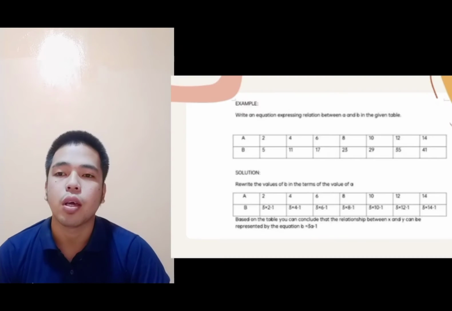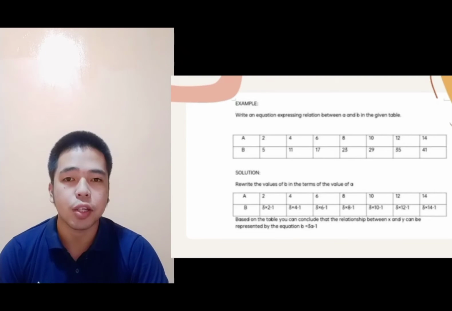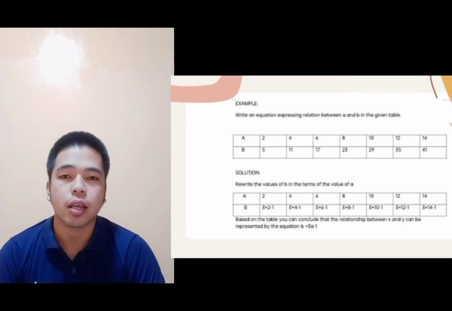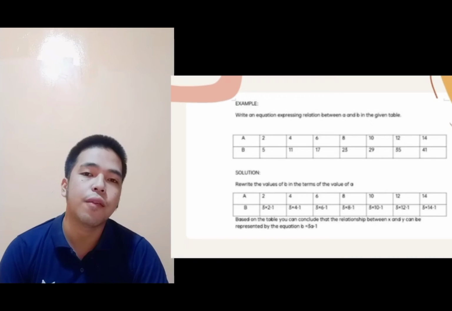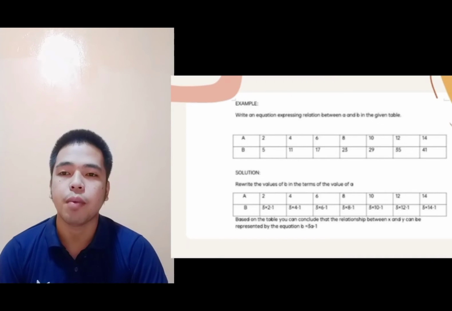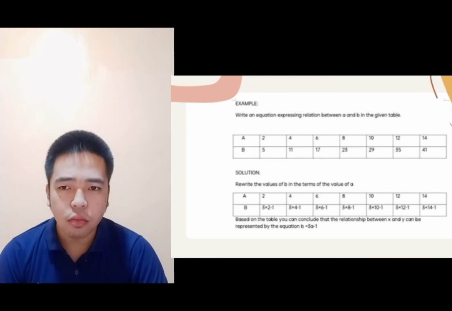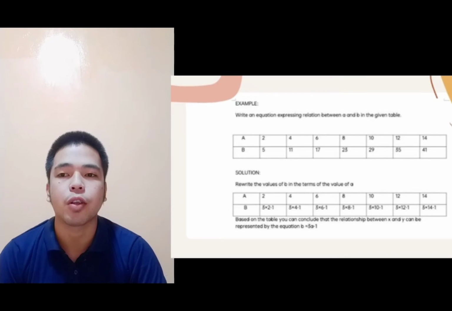Example number 2. Write an equation expressing the relation between a and b in the given table. A is equal to 2, 4, 6, 8, 10, 12, 14. B is 5, 11, 17, 23, 29, 35, and 41.